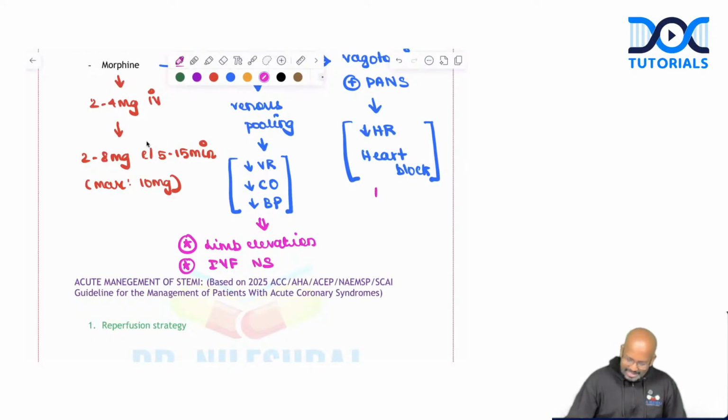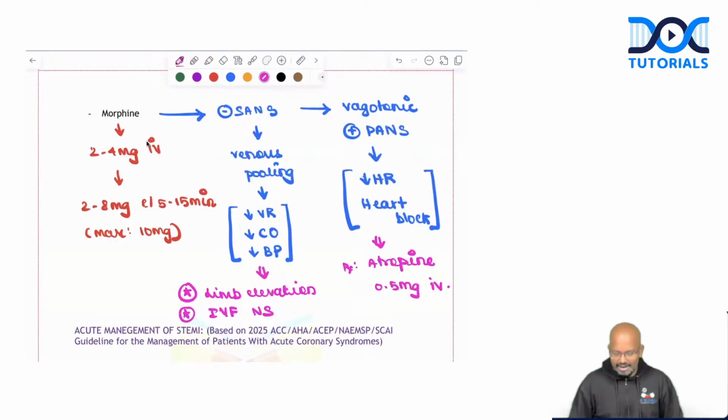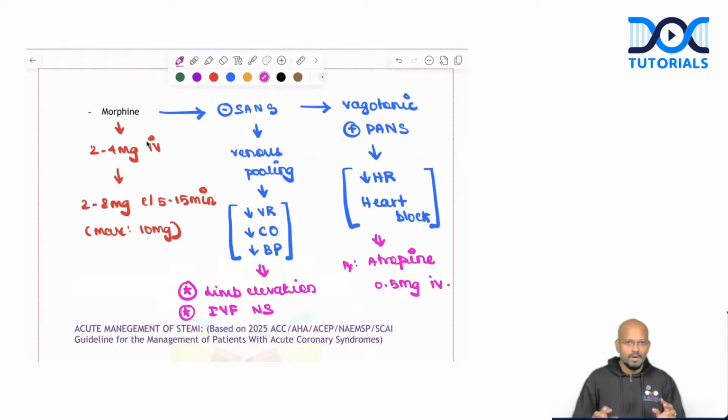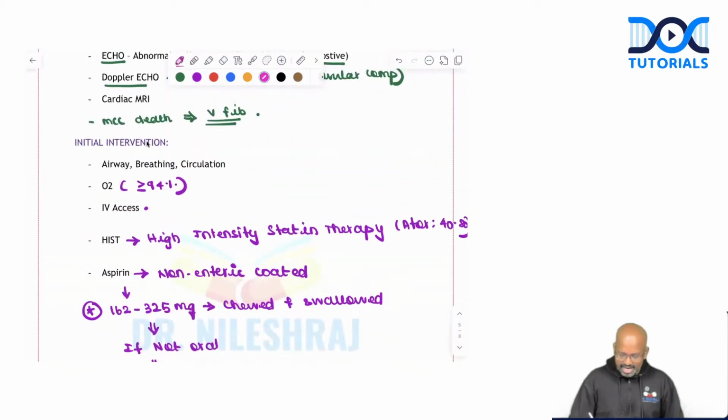What if the heart rate is decreased or heart block develops because of morphine? We can administer atropine, guys, because we know atropine is the drug of choice for bradycardia and heart block. We administer 0.5 milligram via IV route. With this dose, we can reverse the heart block or bradycardia which might develop due to morphine. These are the basic initial interventions, guys. That's a small recap of it.